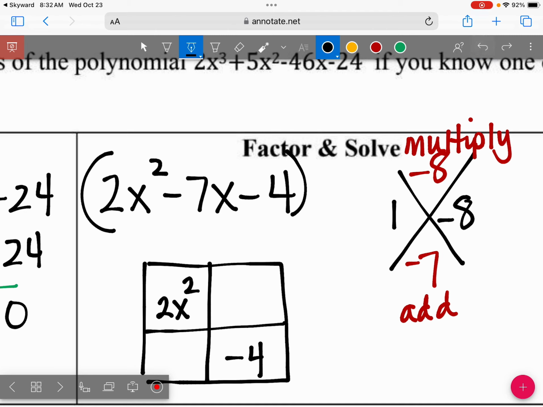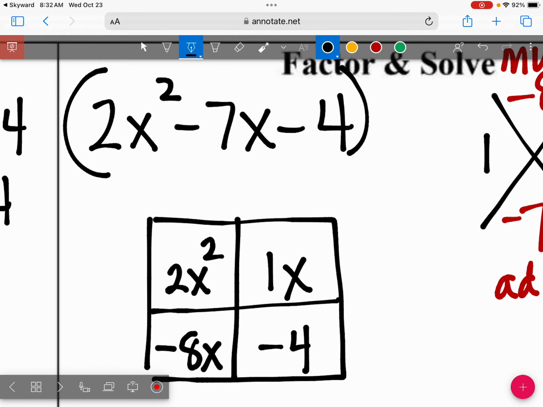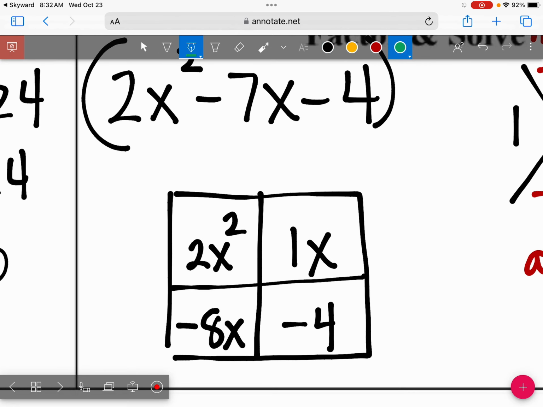Then I put it in the box. So we got a 1x and we got a -8x. Let's break it down. 2x squared means you have 2x times x. And then here you just have a 1 and an x. 4 is the same as 1 times 4. 8 is the same as 4 times 2 times x. Go ahead and take out your GCFs.